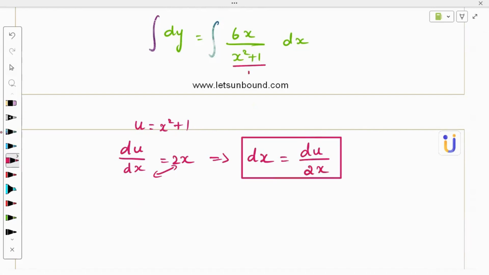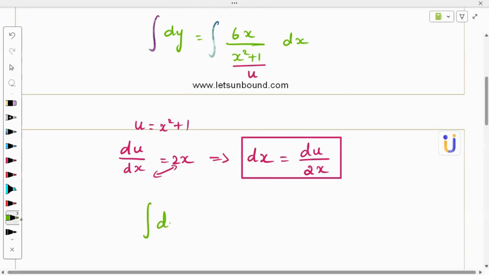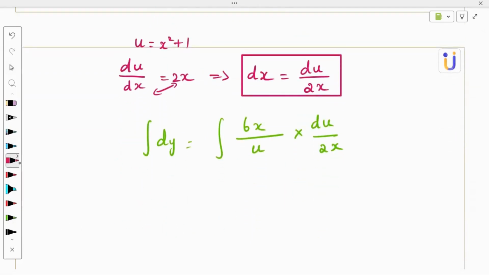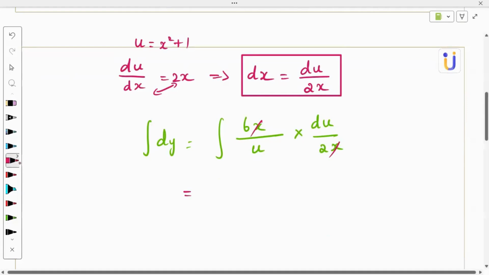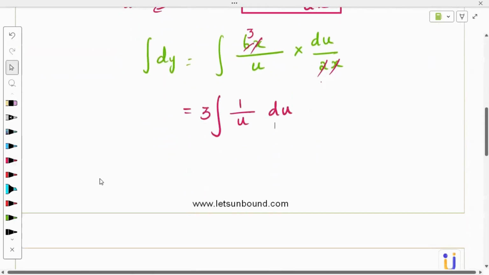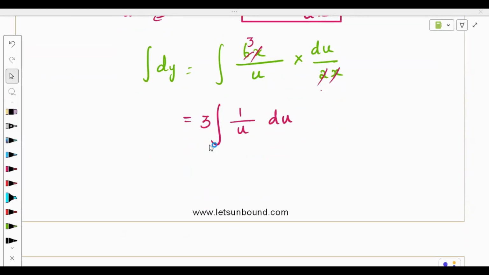So I got an expression for dx. I'm going to replace my x square plus 1 with u. So let's try. Integral dy equals integral 6x, let it be as it is, x square plus 1 we have changed to u, and dx we have an expression, which is du by 2x. Now let me cancel this, the x gets cancelled. So 6 by 2 is 3. Let me take 3 common. I got 1 by u du. This is a direct formula, which is ln u.